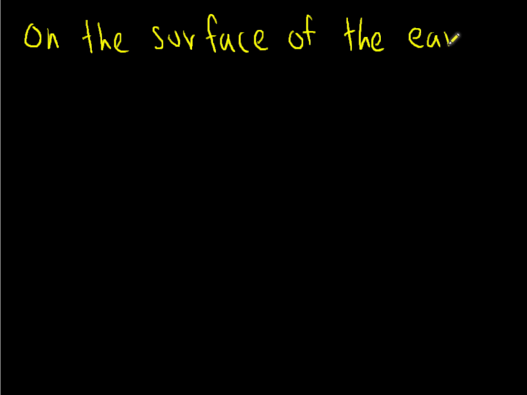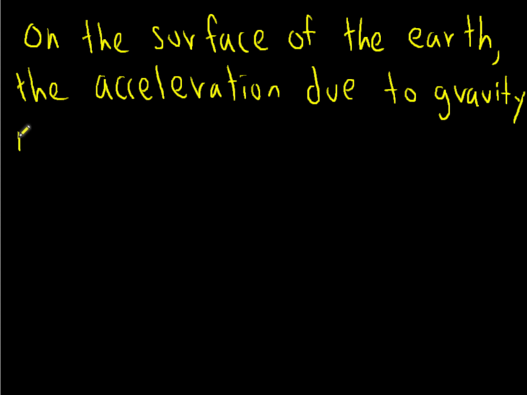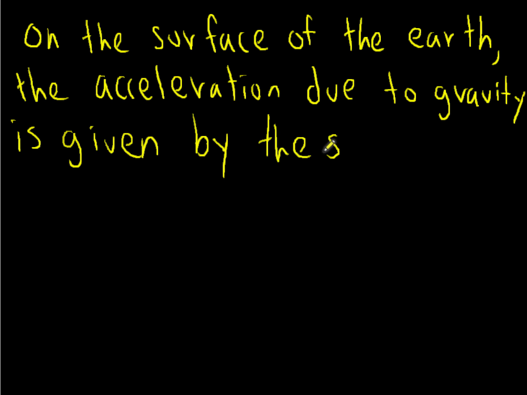On the surface of the Earth, the acceleration due to gravity is the same everywhere on Earth, or that's what scientists accept. If you were on the surface of another planet, you would find a different acceleration due to gravity, depending on that planet's mass. The acceleration due to gravity on Earth is given by the symbol small g, not to be confused with big G, which we're going to use later on.